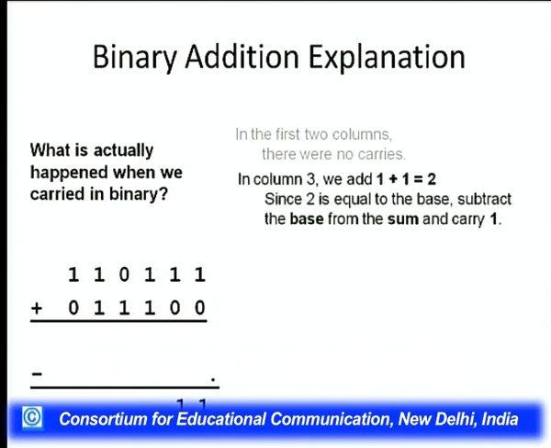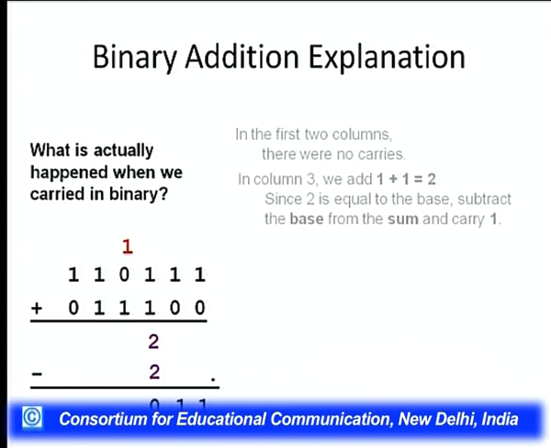Now, in the third column you have 1 plus 1, which is equivalent to the decimal digit 2. Since 2 is equal to the base, subtract the base from the sum and carry 1. This is the rule which we have seen in decimal arithmetic also, where you subtract the base, that is 10, and write the result. Here you are doing the same thing. Since the base is 2 and the answer is also 2, 2 minus 2 is 0. So, you write 0 and you carry over 1. This is how it works.